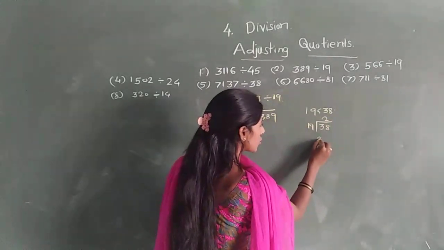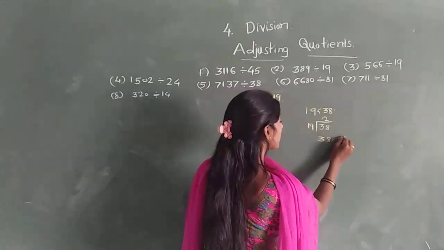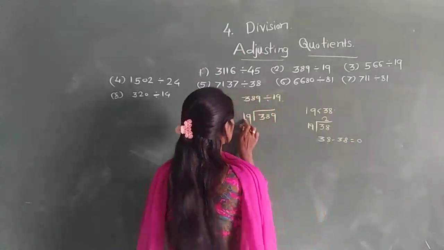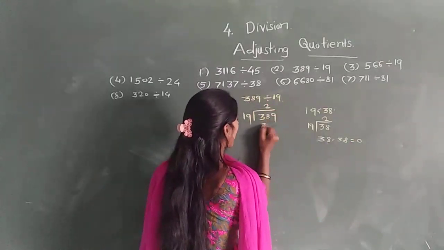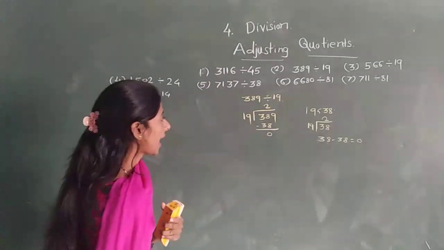Means the quotient is 2. 38 next. 38 minus 38 is equal to 0, and the remainder is 0. Okay, so 19 twos are 38. Okay, next bring down 9.